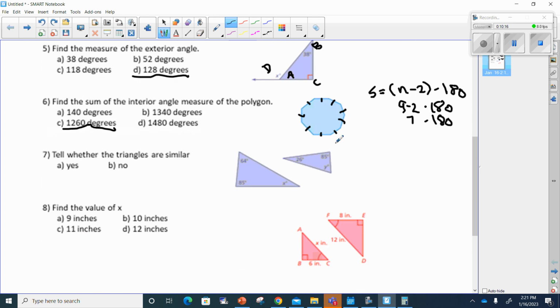Tell whether the triangles are similar. To see if they're similar, I need to see if they're proportional. I've got one angle that's 85 degrees, and I have one angle that's 85 degrees over here. That's a good start, but the rule is 2 of my angles have to be the same. One of these is 64 and one is 26. Since all triangles add to 180, I can take 85 plus 64.